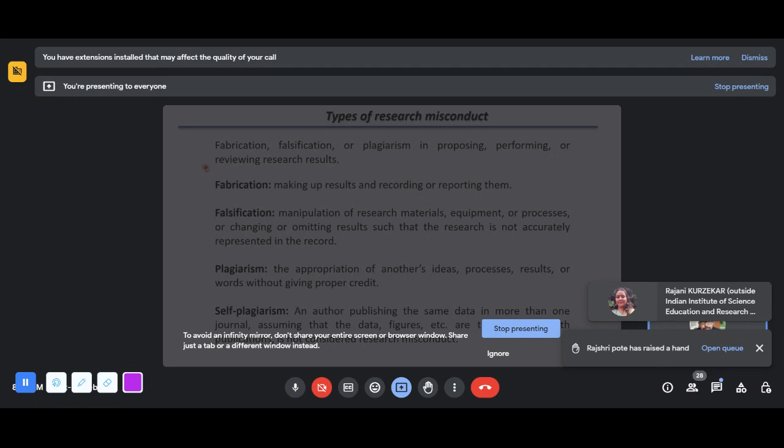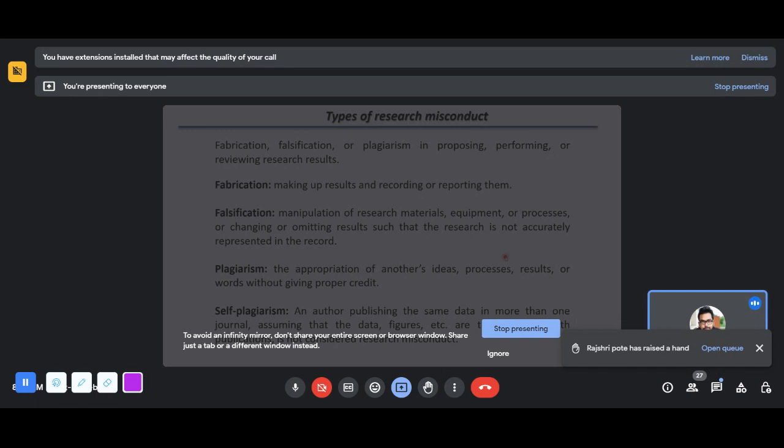Next is falsification. It is the manipulation of research material, equipment, or process, or changing or omitting results such that the research is not accurately represented in the record. So basically, for any data you have gotten, to fit your expected hypothesis you can omit some data, change the trend, or make some change in the instrument so that you get your desired or hypothesized result. So these are called the falsification of data.